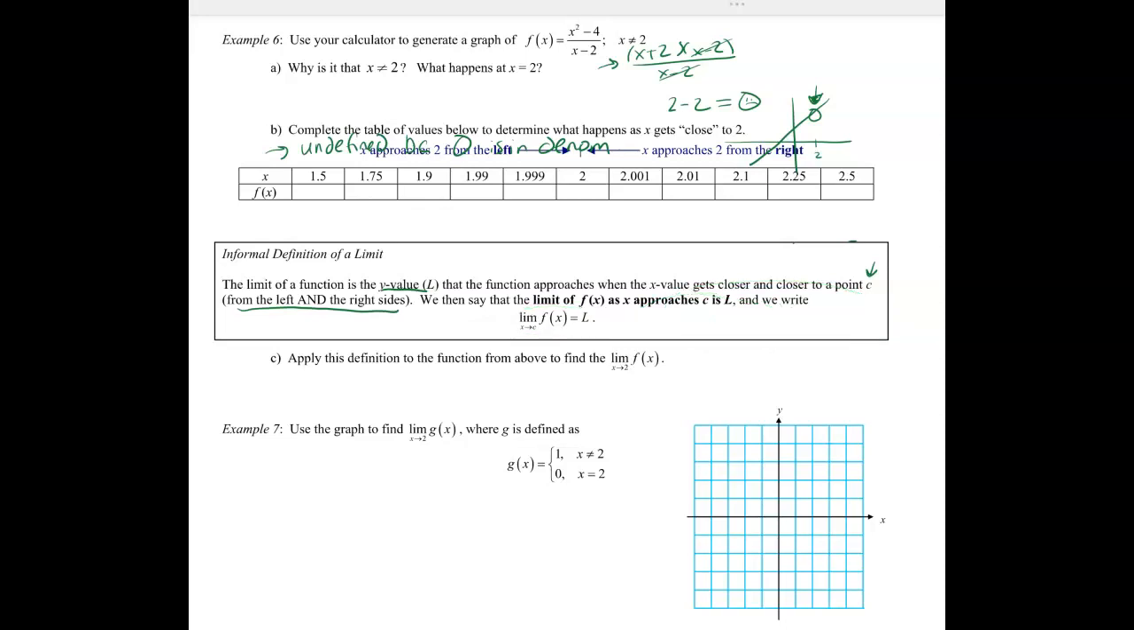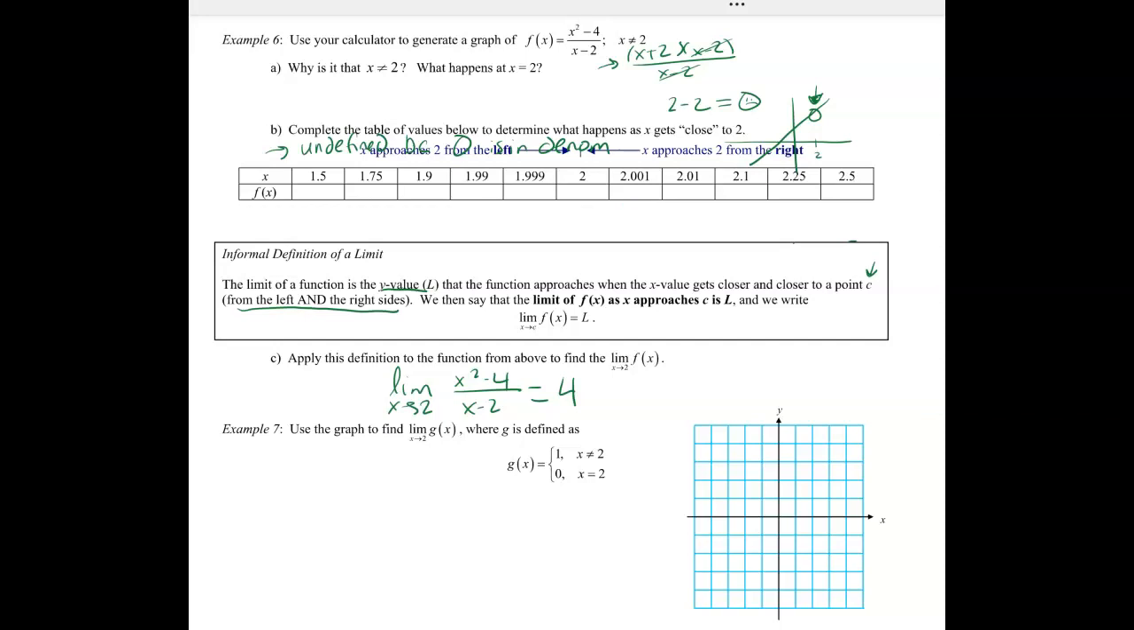Alright, so applying this limit definition to our last example, I would have had the limit as x approaches 2 of f of x, which is x squared minus 4 over x minus 2, should be equal to 4. Because each time I got closer and closer to 4.